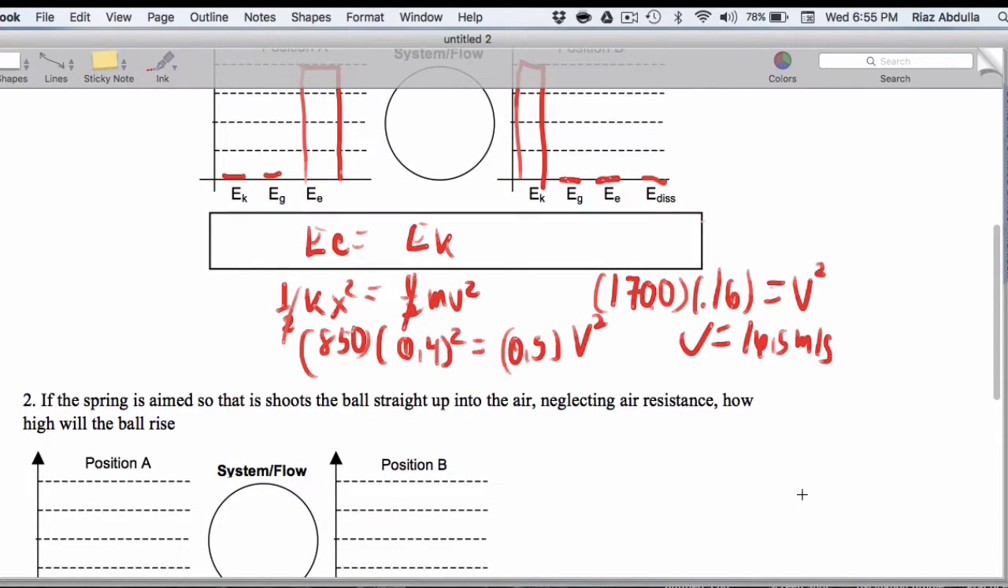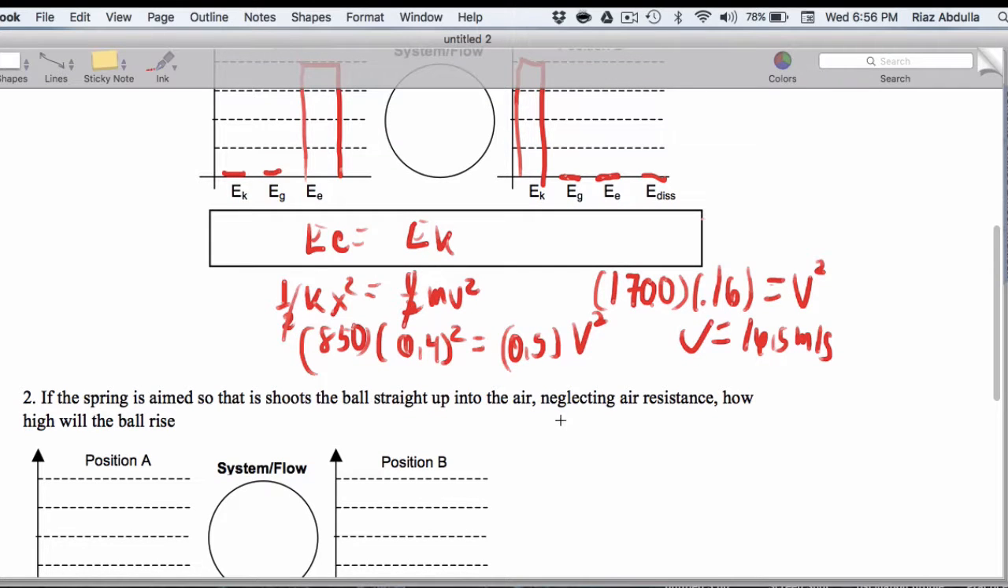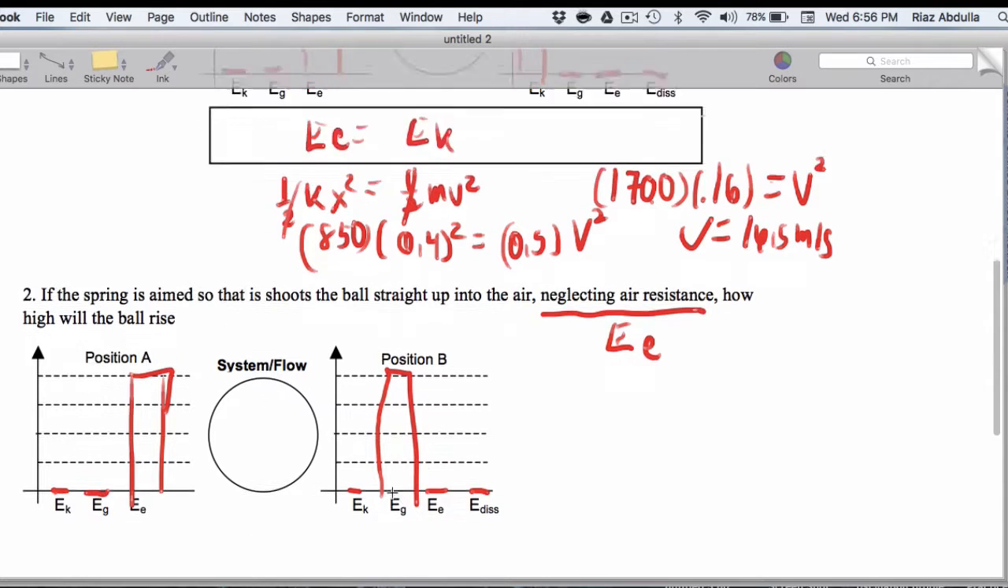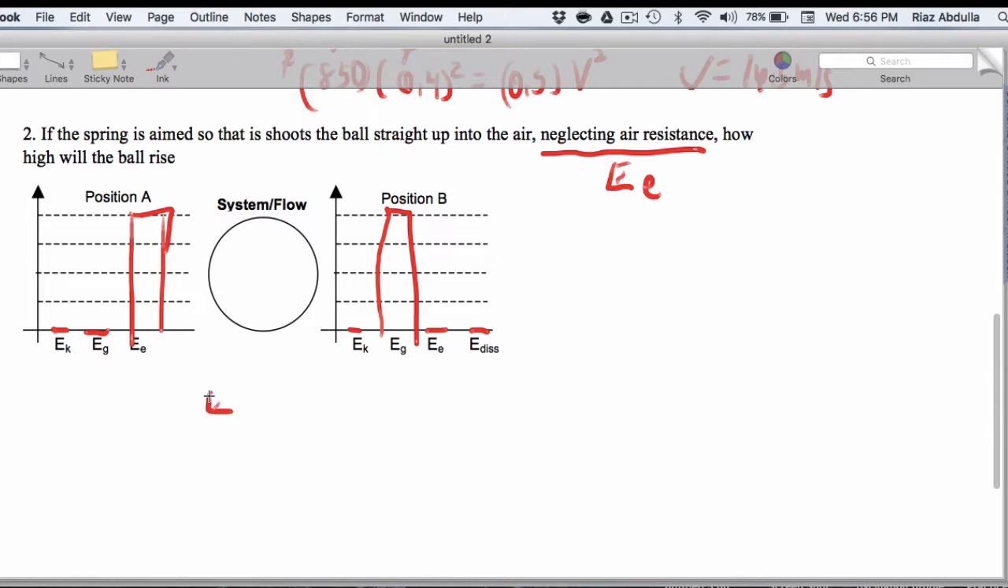Now, if the spring is aimed so the ball shoots straight up in the air, neglecting air resistance, so no EE, we want to know how high the ball will rise. So we have all elastic energy. We start off with no speed and no height. And then the spring is sprung, so there's none of that, no air resistance. It's not moving at the top of its trajectory, it's still. So we end up getting EE equals EG, or if you prefer, 1/2 kx squared equals mgh.